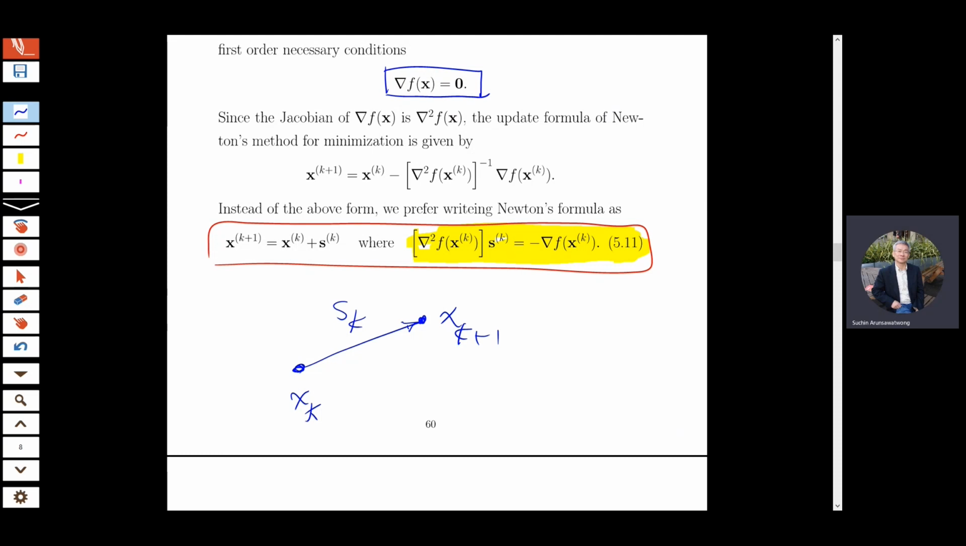Now you can see, once we have the search vector sk, then we can do one-dimensional optimization. So we add this into the unmodified Newton's formula 5.11, so that for each search vector sk, we find the minimum of f(xk + lambda sk). So now the function is reduced to the minimum in each direction. This is how we implement a Newton method with exact line search.